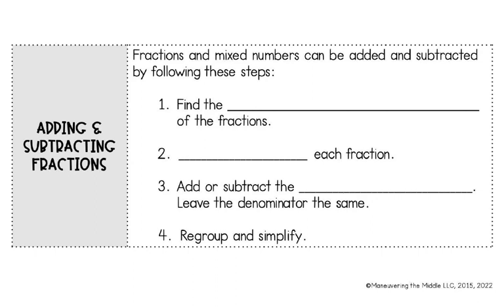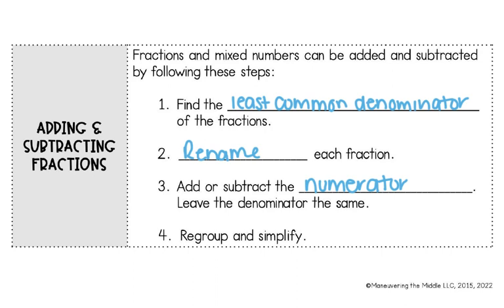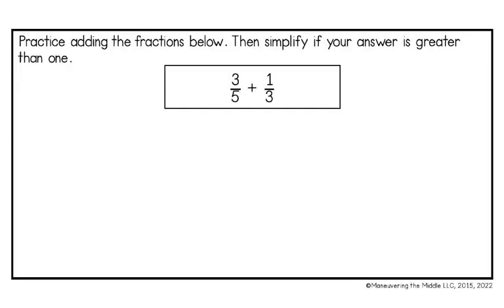So when we are adding and subtracting fractions, it is important to remember these steps. Step 1 is to find the least common denominator of the fractions, just like we did in the first 3 examples. After you find the least common denominator, then you're going to rename each fraction. When we start getting into practice problems, you will see what I mean by renaming each fraction. Then you can add or subtract the numerators, and we leave the denominator the same. And then our last step is to regroup and simplify if needed. All right, so let's practice.